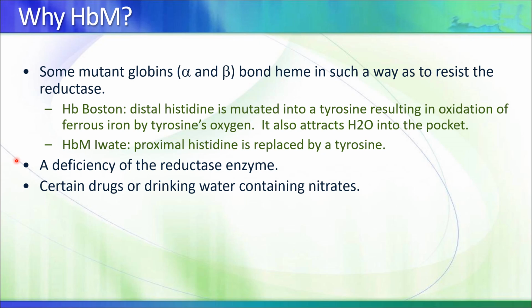You have another condition known as HBM Iwate, which is a Japanese condition, or let's say that it was discovered in Japan, where you have a mutation of proximal histidine that binds to iron in the fifth coordinate. This proximal histidine is replaced by a tyrosine. Again, it destabilizes or results in oxidation of the iron molecule. Individuals can also have deficiency in the reductase enzyme, or there are certain drugs or drinking water containing nitrates that would increase the probability of oxidizing iron from Fe+2 to Fe+3.